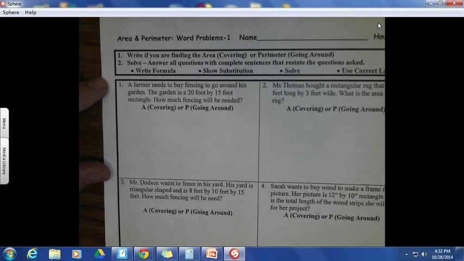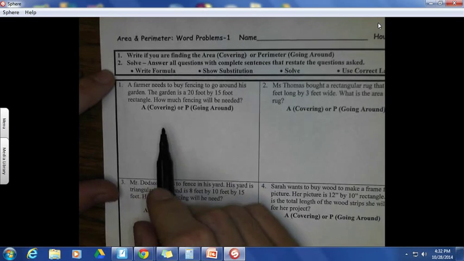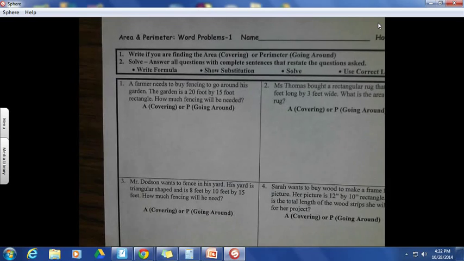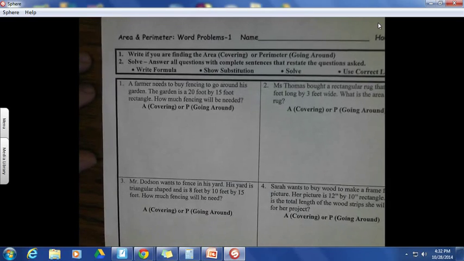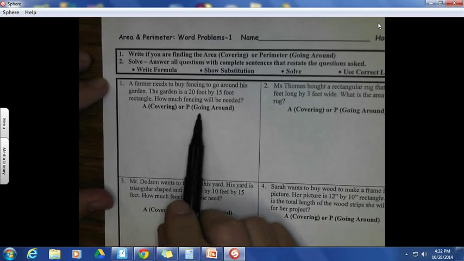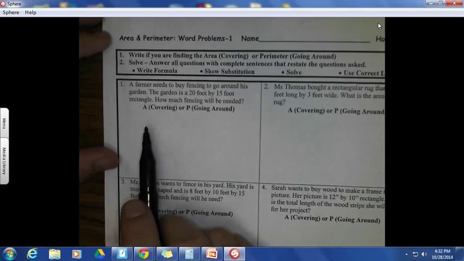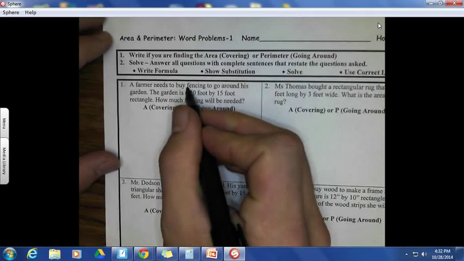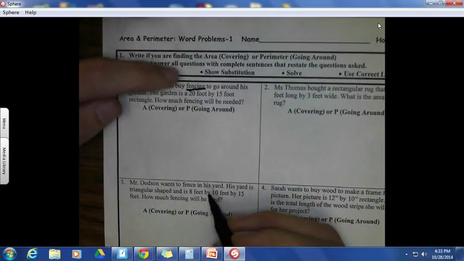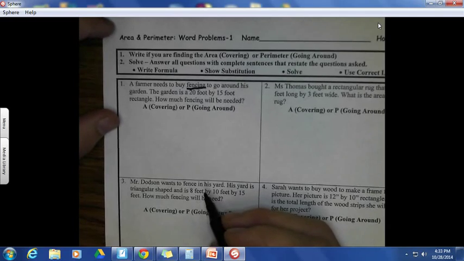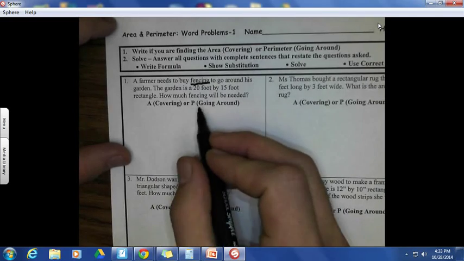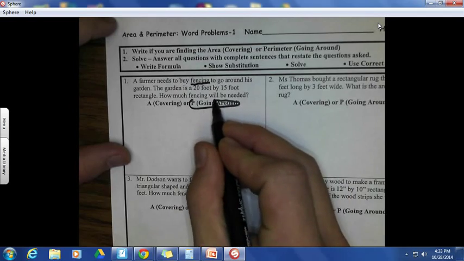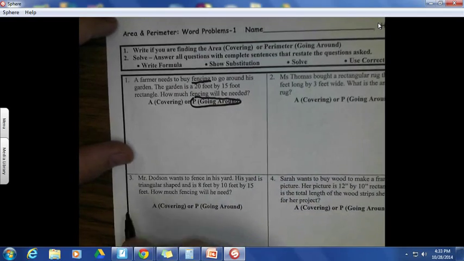Number one says, a farmer needs to buy fencing to go around his garden. The garden is a 20 by 15 foot rectangle. How much fencing will be needed? So what I like to do first is think about, am I solving for area or am I solving for perimeter? So the farmer needs to buy fencing. That's the key word here. So we know that fencing is something that goes around a yard. So we know that we're going to use the formula for perimeter because we want to go around.